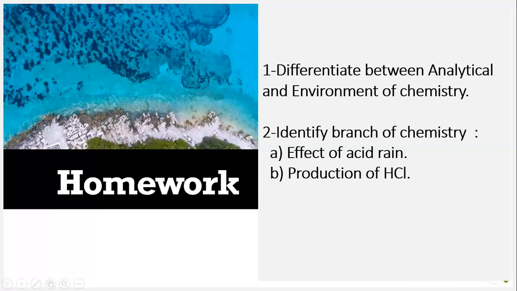Okay, this is homework. You have to learn to differentiate between analytical and environmental chemistry, and you also have to differentiate and identify the branch of chemistry, the effect of acid rain, and the production of HCl.